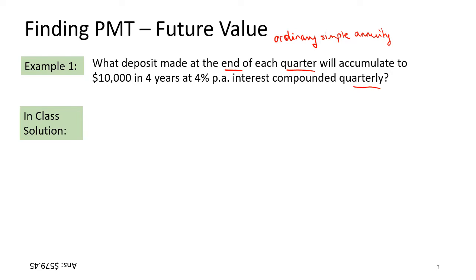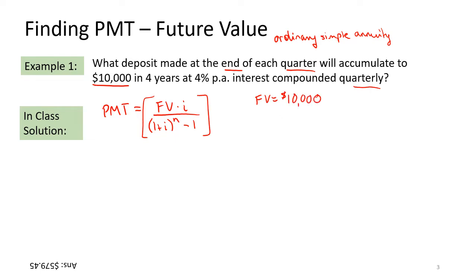Like I said, it's accumulating to $10,000, meaning $10,000 is the future value. That means we know the future value, so we can use our payment formula knowing future value. Your payment is equal to your future value times your periodic interest rate divided by 1 plus the periodic interest rate, the exponent n, minus 1. Your future value, in this case, is $10,000. That's how much you want it to be.